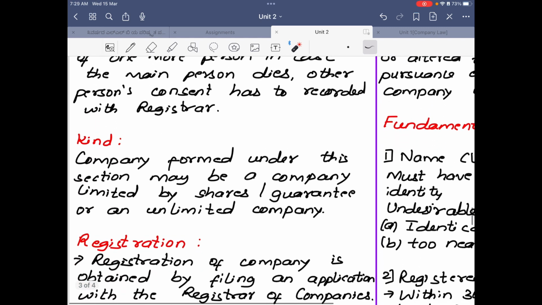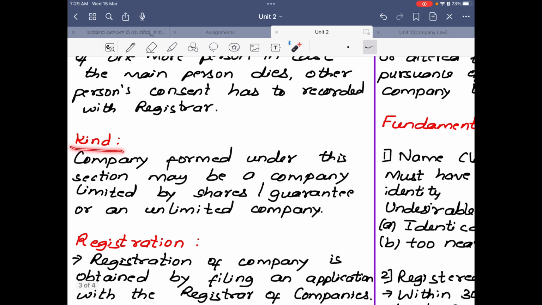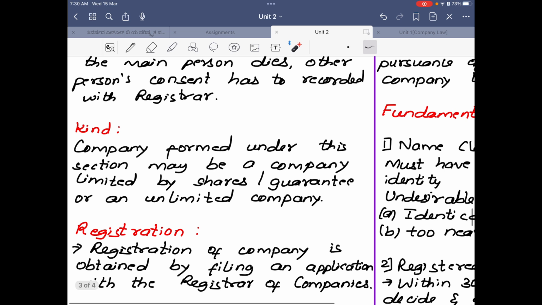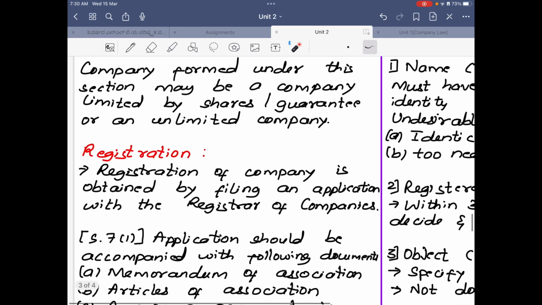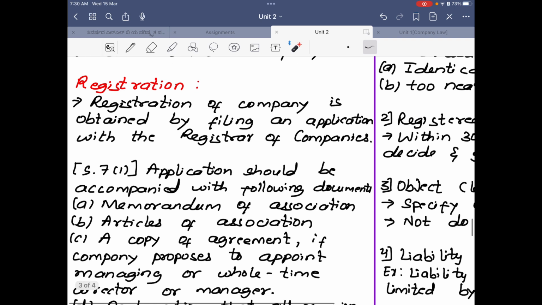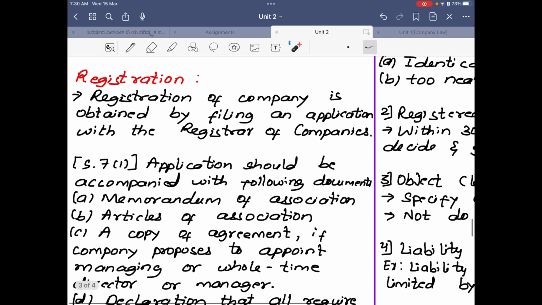The next is kind. They will have to specify the kind of the company. The company formed under this section may be a company limited by shares or guarantee, or an unlimited company. They will have to specify this. The next is registration. They have to register their company.